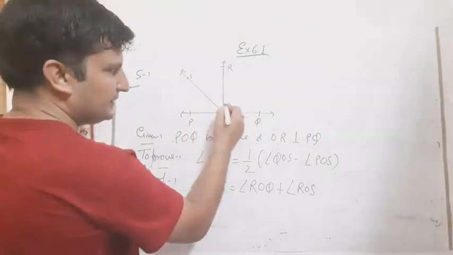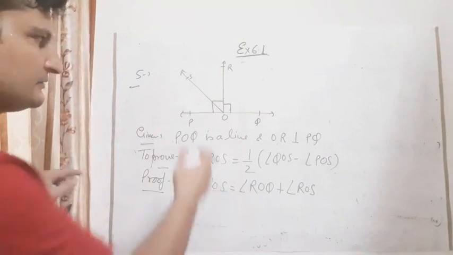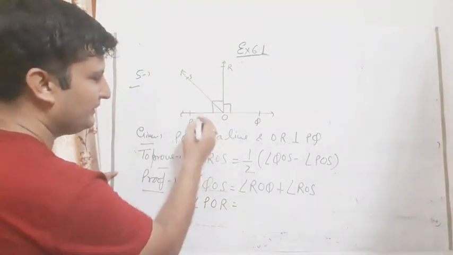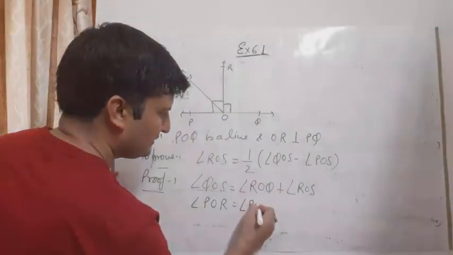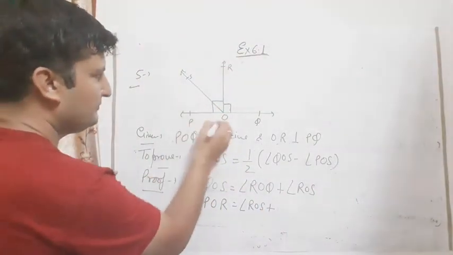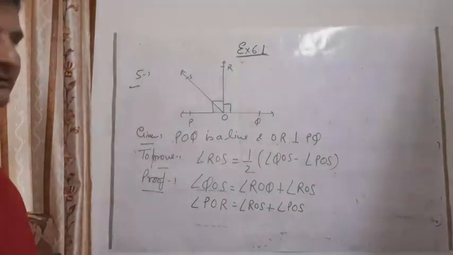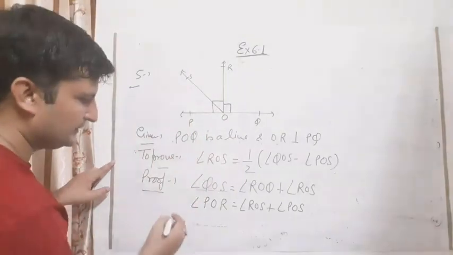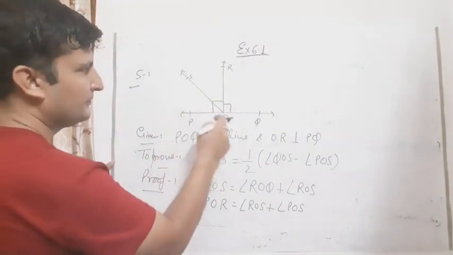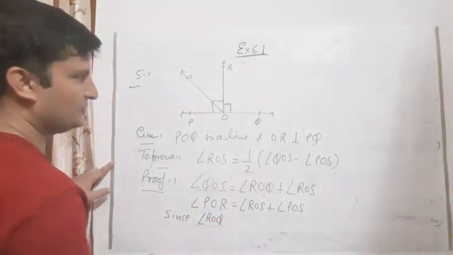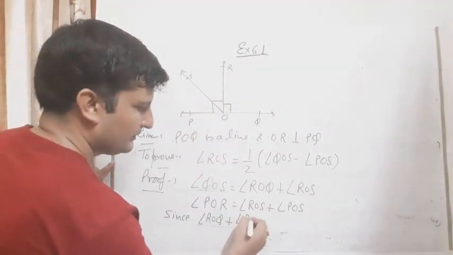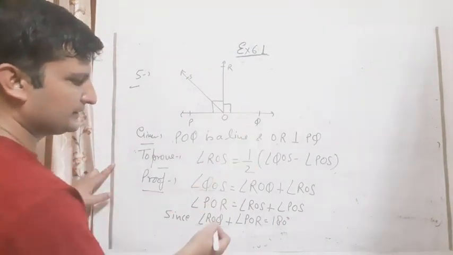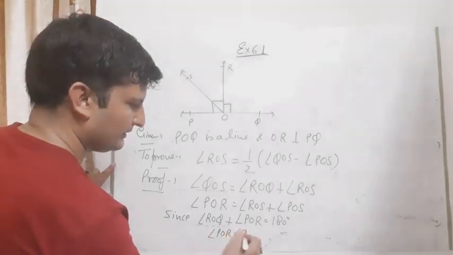Now again students, if this angle is 90 degree, it means this angle is also 90 degree because this is a linear pair. So angle POR is equal to angle ROS plus angle POS, because angle POR is the sum of this angle and this angle. Now, since angle ROQ plus angle POR is equal to 180 degree, because this forms a straight line, we can find that angle POR is equal to 90 degree.